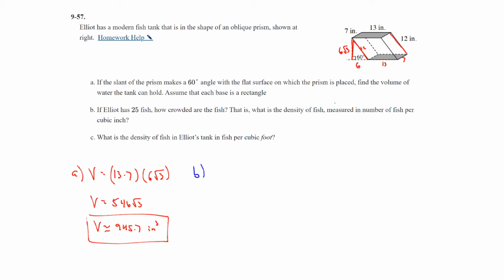For part B, if Elliot has 25 fish, how crowded are the fish? That is, what is the density of the fish measured in number of fish per cubic inch? So there's 25 fish, and then per cubic inch we have the total cubic inches, 945.7 inches cubed, and this is the number of fish. So this will be approximately 0.026, and this will be fish per cubic inch.